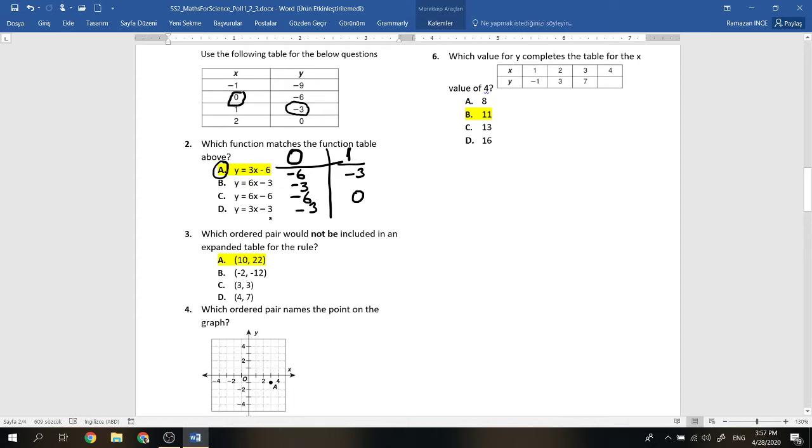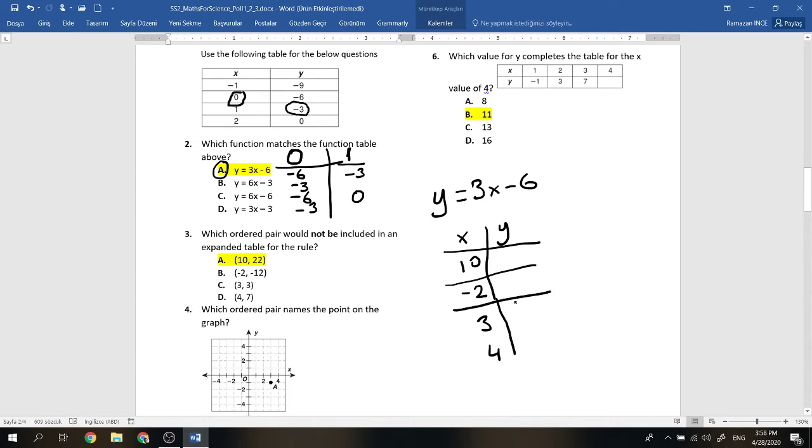Now next question, number 3. Which ordered pair will not be included in the expanded table for the rule? Now as you see in this question, what's our rule? Let's write our rule. Our rule is y is equal to 3x minus 6. Now in that condition, we have input x, we have output y, then we'll check. Now when the input is 10, when the input is minus 2, when the input is 3, and when the input is 4, what will the output be? That's the question.